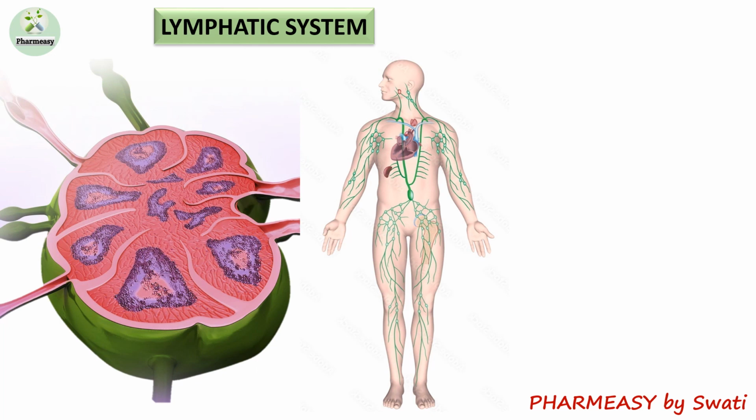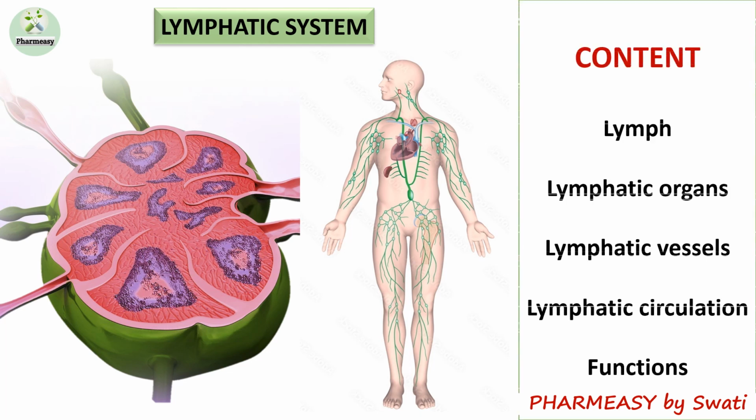Today we will start a new topic, that is lymphatic system. And it will be the last topic of third unit of human anatomy and physiology, pharm first sem. And the lecture will include introduction to lymph, lymphatic organs, lymphatic vessels, lymphatic circulation, and the functions of lymphatic system. So, let's start the lecture.